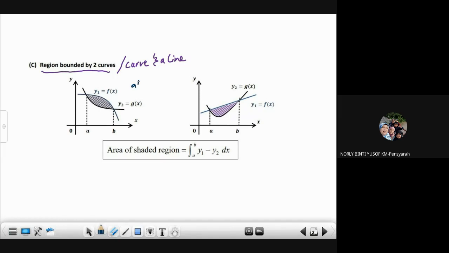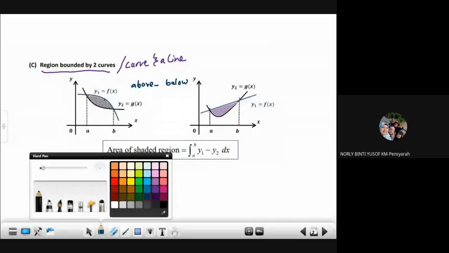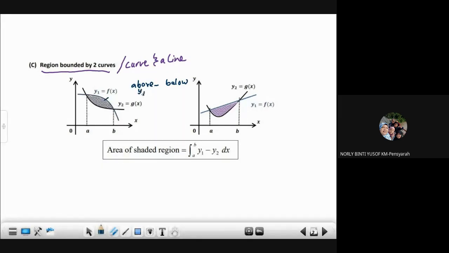So above minus with below curve. Above curve ataupun curve yang above tu minus below. Ni kat above. This one is above Y1. Okay, below is Y2.